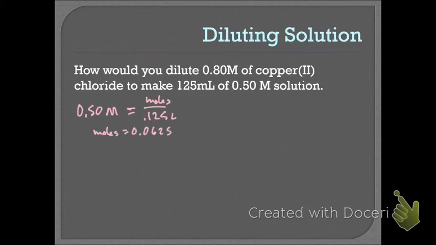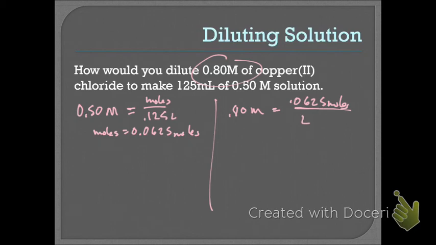I'm going to get those moles from this. So 0.80 molar: I need 0.0625 moles over a liter. Let's see what that's going to be. We need to go to 2 sig figs. So the volume is going to be equal to 0.078 liters, which is equal to 78 milliliters.